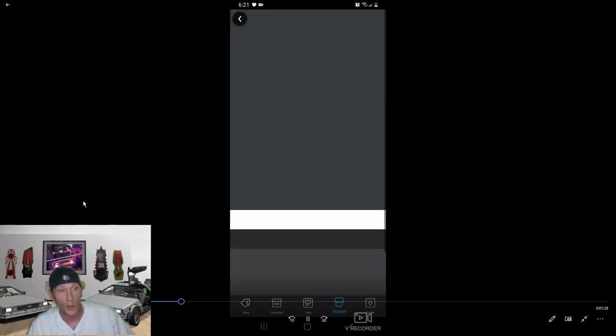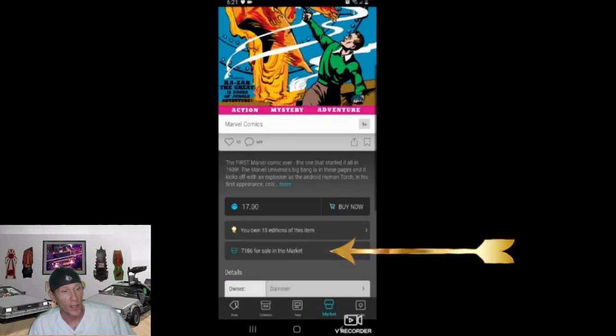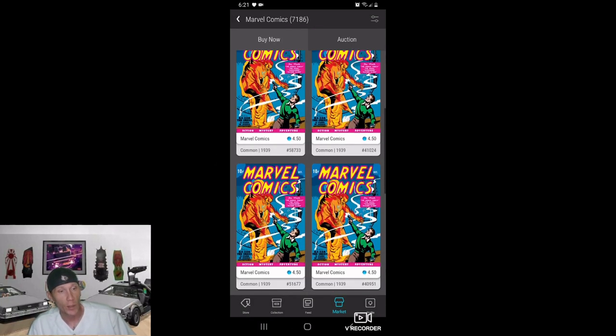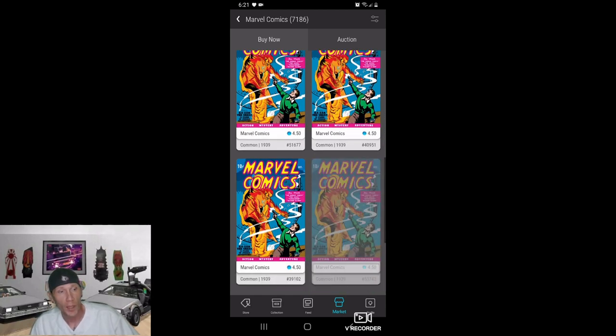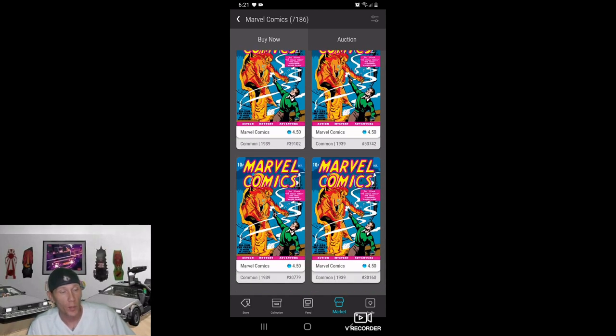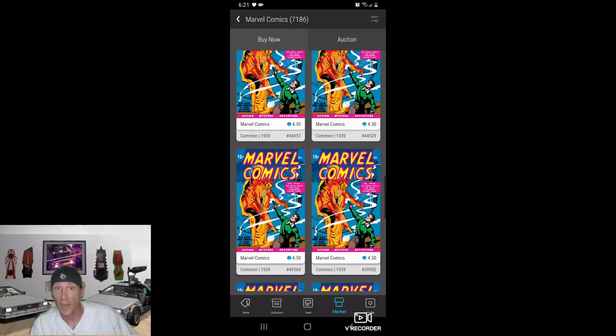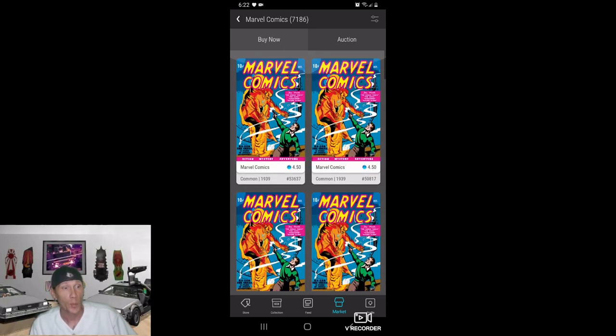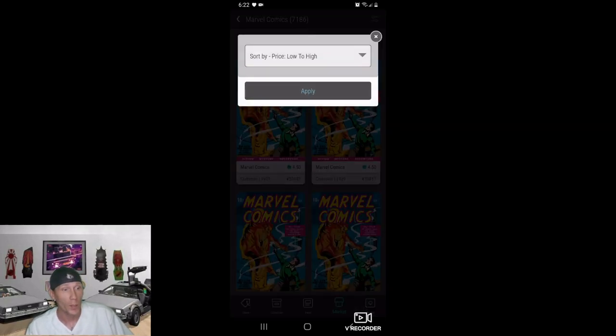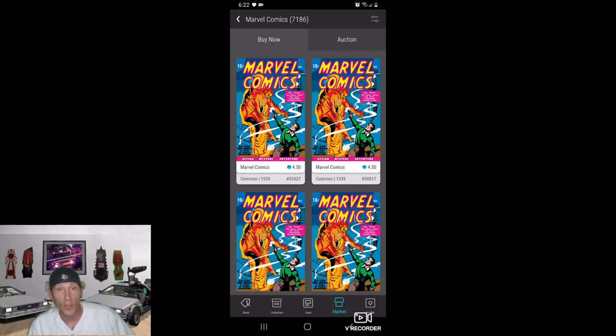But if you click on one of those comic books and you go down here and click on that, how many are for sale in the market, now when you go into it, you have them listed in order by the price, lowest price available. So this is going to help people, since not a whole lot of people know how to do this yet. Probably most people don't. So that means you're going to be able to get in there and see the lowest prices. From this screen, you can also do lowest edition.